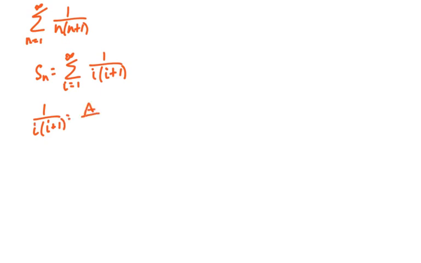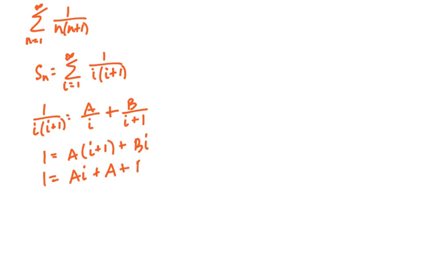So we're going to say 1 over i times i plus 1 equals A over i plus B over i plus 1. Kind of needed a different variable. So we're going to multiply by the common denominators. So we end up with 1 equals A times i plus 1 plus B times i. So 1 equals Ai plus A plus Bi. So 1 equals i times A plus B plus A.